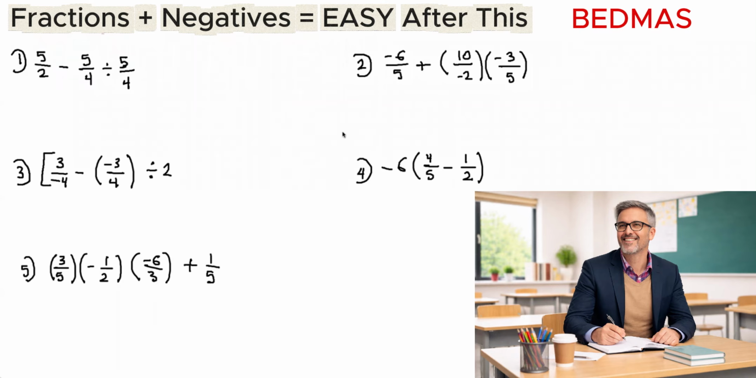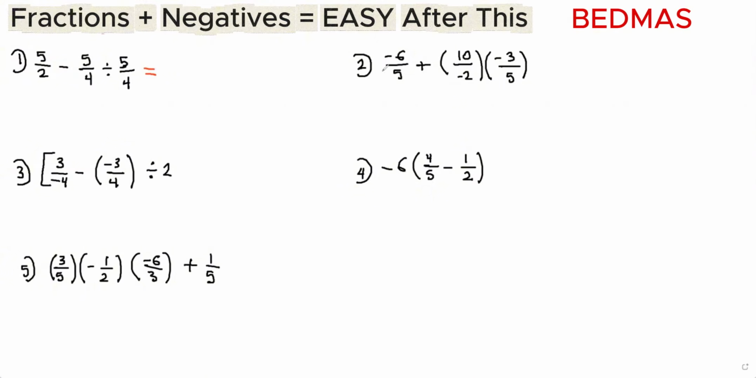If you still get confused with fractions and negatives, this video is going to change everything in the next 14 minutes. So the first question here, it's 5 over 2 minus 5 over 4 divided by 5 over 4.